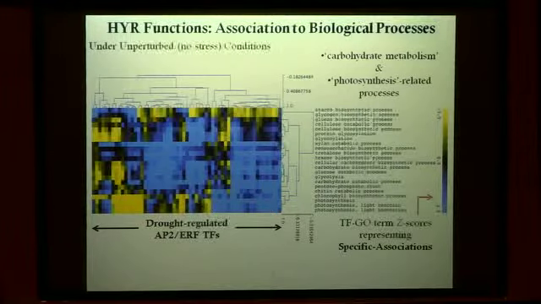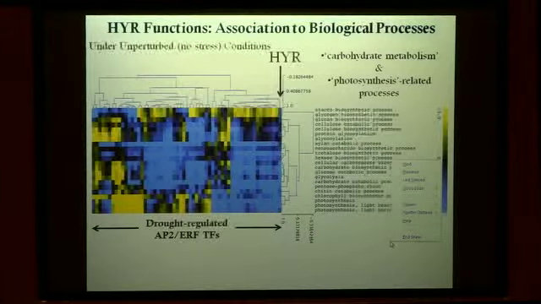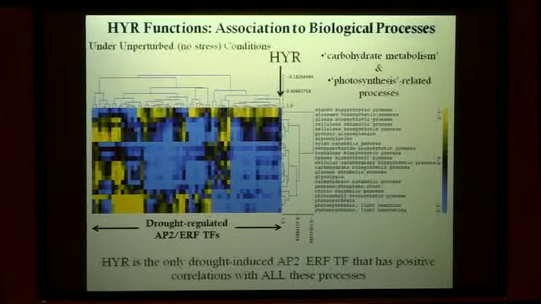When you compare all these transcription factors, which are all drought-regulated AP2 transcription factors, we find that there's only one, and that's this particular one, higher, which is completely positively associated with all these particular processes. So higher is the only drought-induced AP2 transcription factor that has positive correlations with all these biological processes. This gave us another clue, in which we search for associations of transcription factors to biological processes which are sensitive to drought. So this is what we are following in other overexpression and knockout studies.